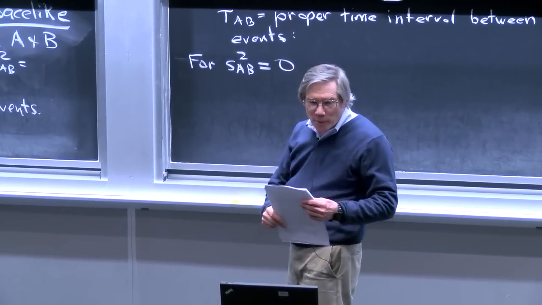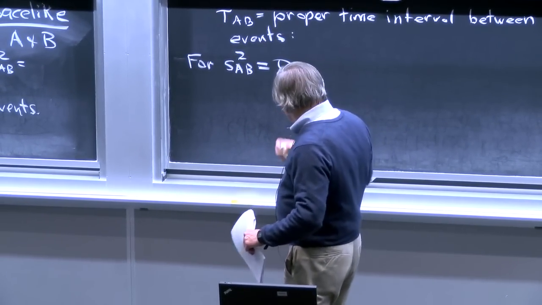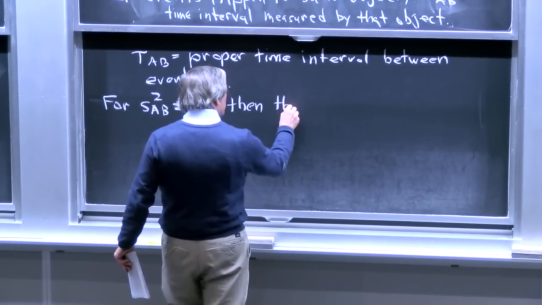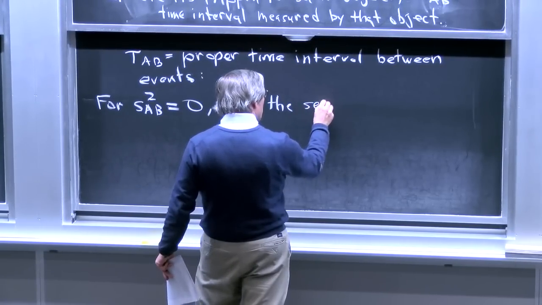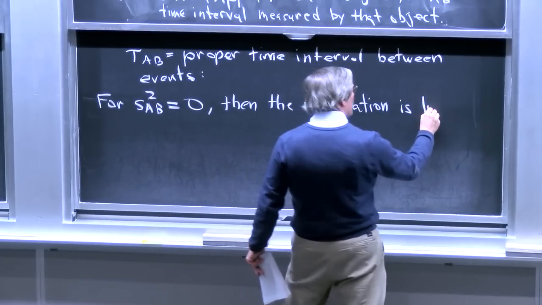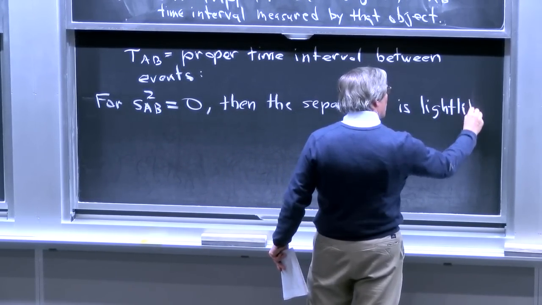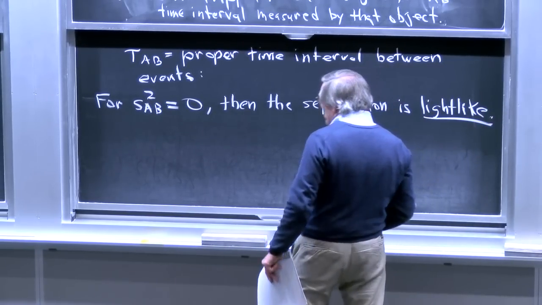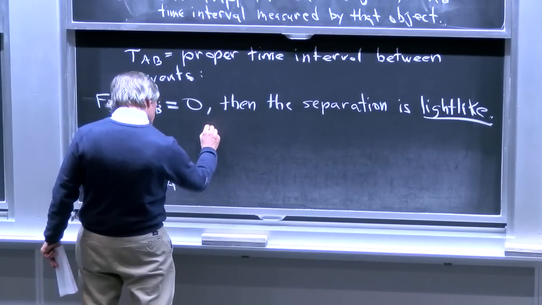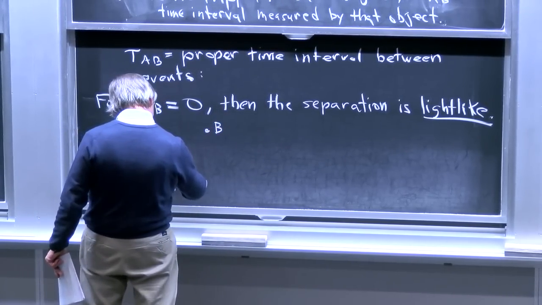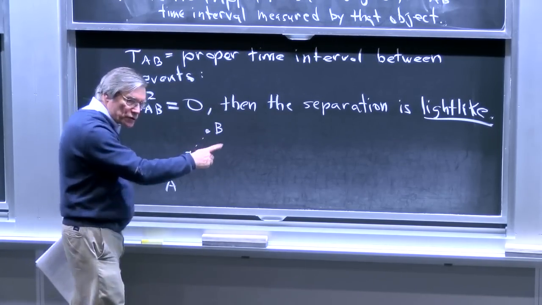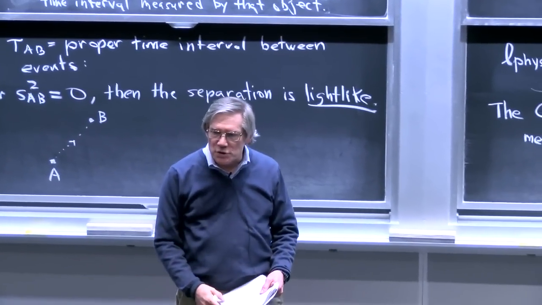Only one or the other, not both, but it's always one or the other. So for that reason, the interval is called light-like. And it means that a light pulse can travel from A to B, or I could have interchanged A and B. Everything is squared. It doesn't matter which is which.